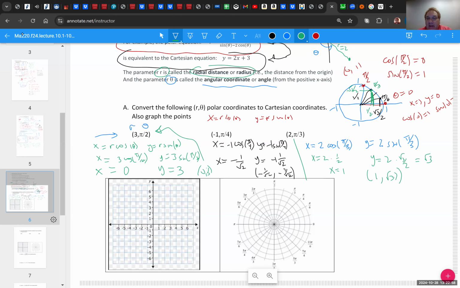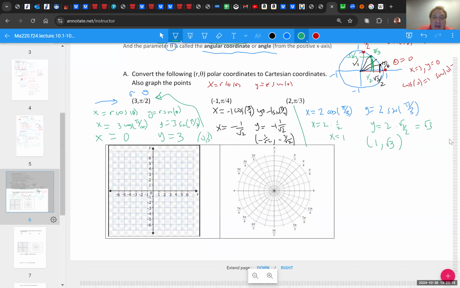All right, so that is converting from polar coordinates to Cartesian coordinates. Now let's see what they look like graphed. I have here two different versions: an XY graph, which is rectangular, and then the R theta graph. So this is the R theta world over here.